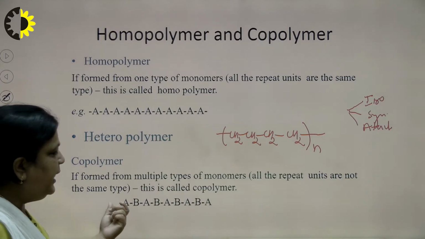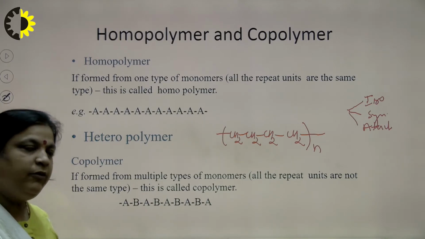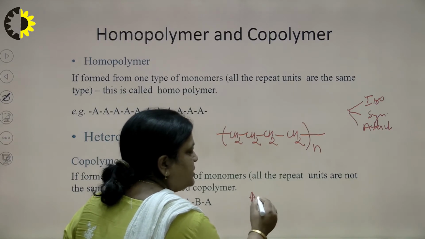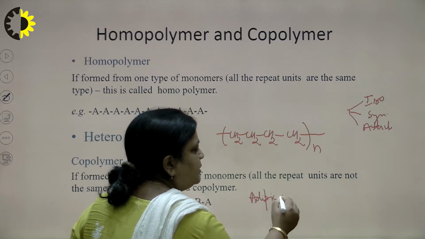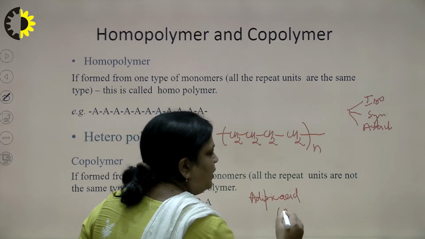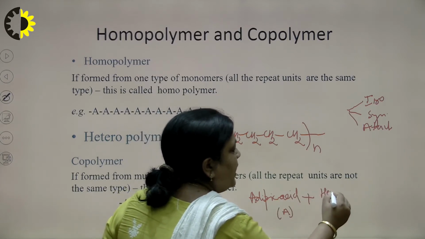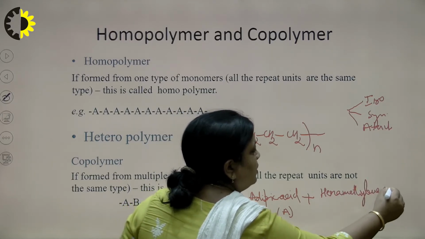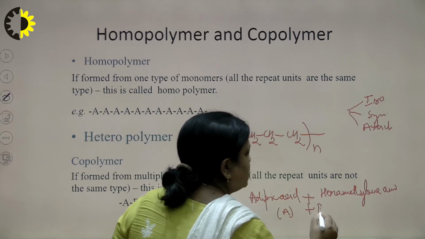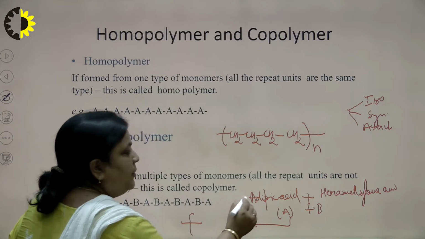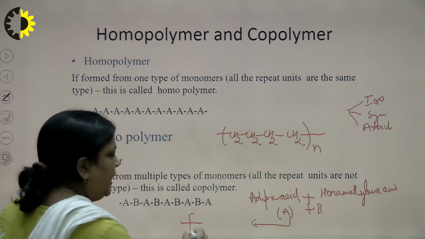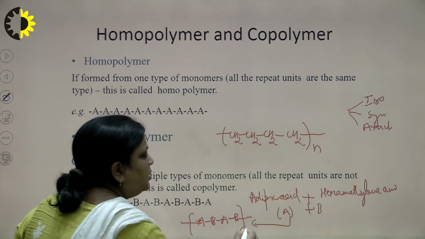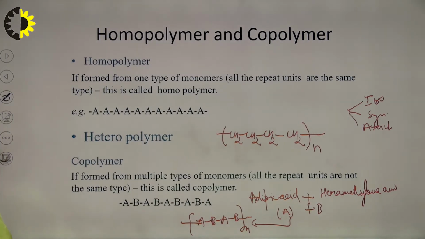that is, AB such type. For example, nylon 6,6. In nylon 6,6 we know that the monomers are adipic acid, suppose this is A, and hexamethylene diamine, and suppose this is B. So, nylon 6,6 is formed by the combination of adipic acid and hexamethylene diamine, and we get a structure like this: AB, AB, AB, and so on. So, this is a type of copolymer.